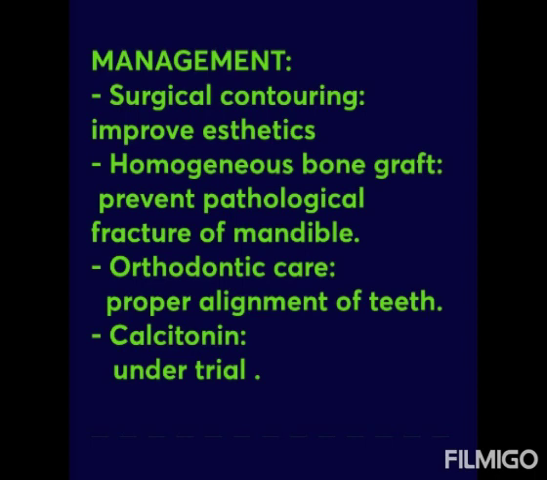If we do surgical contouring, we have to wait until the adult growth period has passed. In case there is active growth and poor aesthetics, then we go for surgical contouring to improve the aesthetics. And homogeneous bone grafting prevents pathological fracture of the mandible. And orthodontic care is also required to ensure the proper alignment of the teeth.